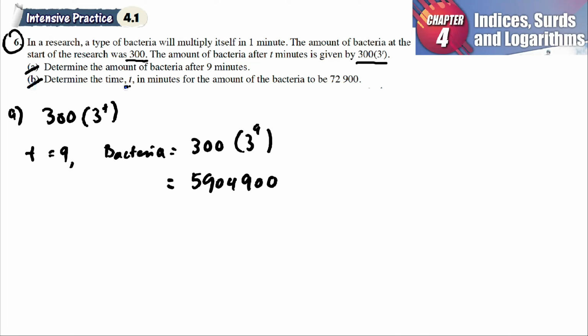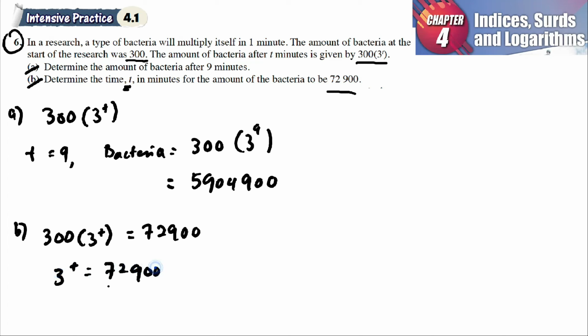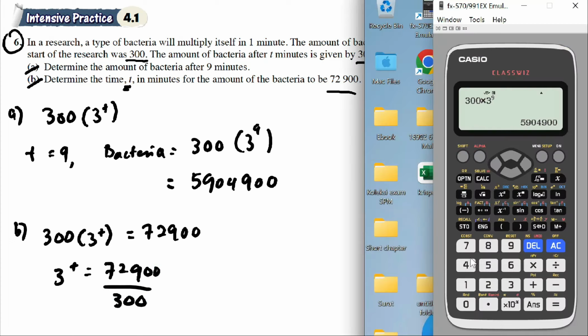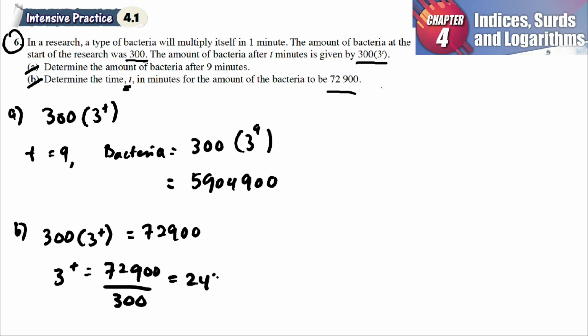B. Determine the time in minutes for the amount of bacteria to be 72900. So 300 times 3^t is used to calculate the amount of bacteria. When given 72900, we have 3^t is equal to 72900 divided by 300. So we get 243.